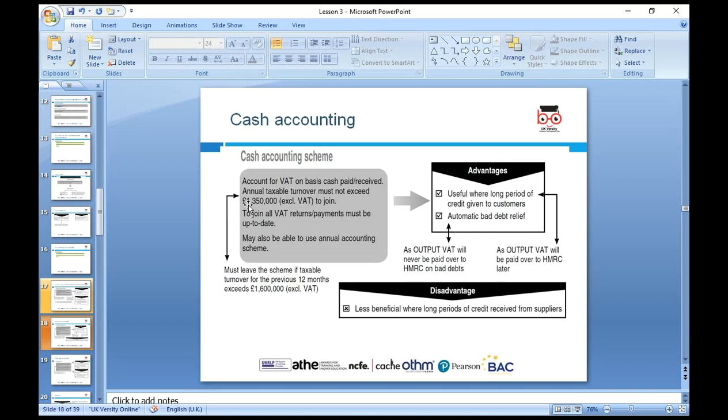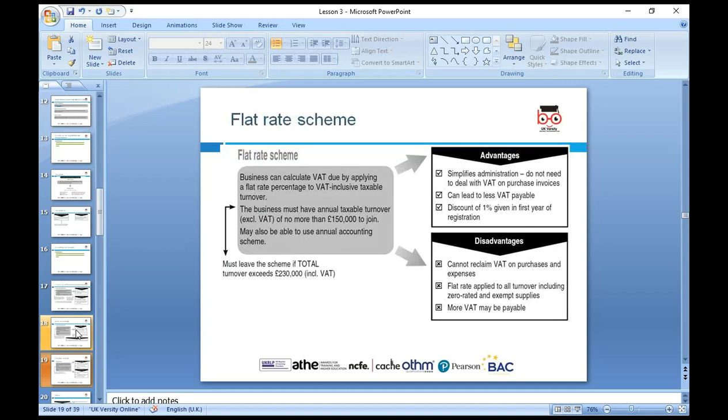Useful if there is a long credit period given to customers, as you get automatic bad debt relief. If the customer does not pay you, you don't pay HMRC. In other schemes, you pay HMRC, then you reclaim it at a later date if somebody doesn't pay you, which is totally different. So it's good, but the limit means it's for small businesses. Big businesses can't use it because their turnover can be more.